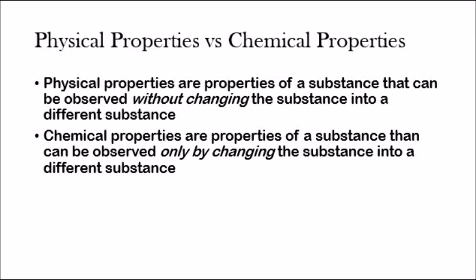Physical properties are properties of a substance that can be observed without changing the substance into a different substance. Chemical properties are properties of a substance that can be observed only by changing the substance into a different substance.